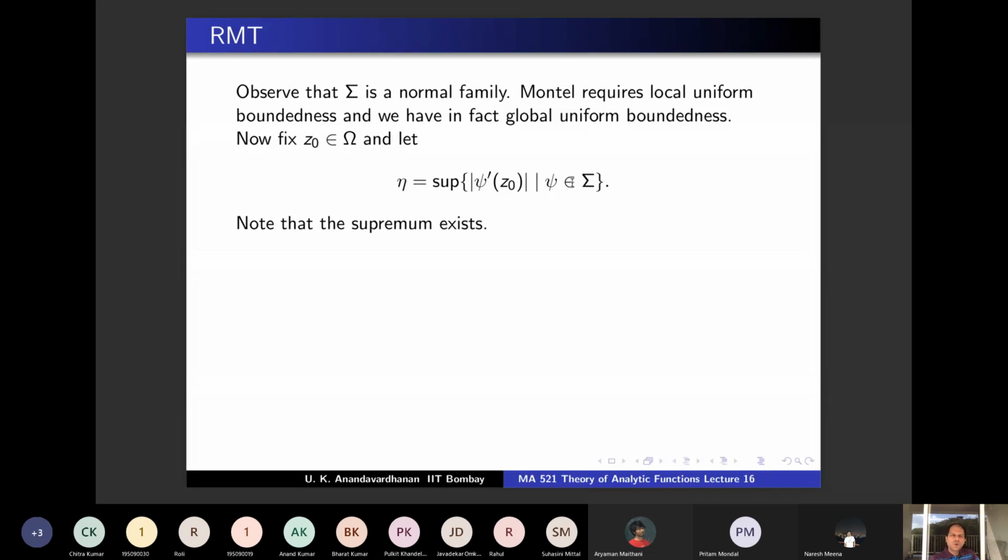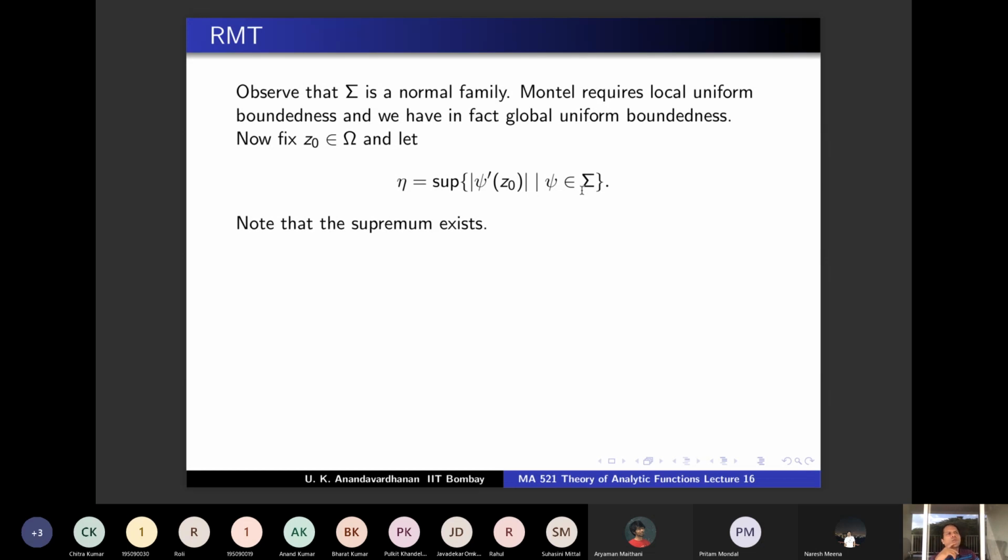I think this should follow, maybe there's an easier argument, but certainly it should follow from the fact that sigma is a normal family. So normal means what? Every sequence has a subsequence that converges uniformly on compact sets. So certainly this is true, but we haven't discussed those things. But let me just give one word. What you can show is that holomorphic functions are in particular continuous, so sigma is contained in continuous functions on omega, valued in C, in fact.